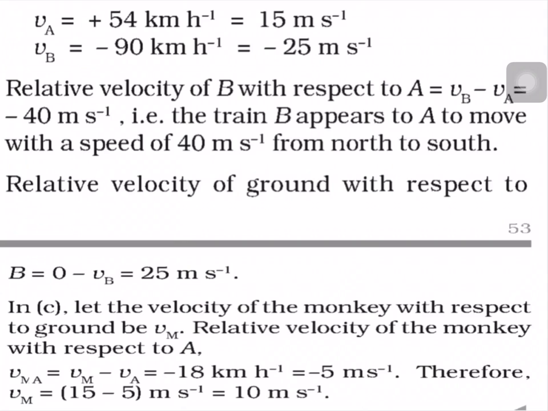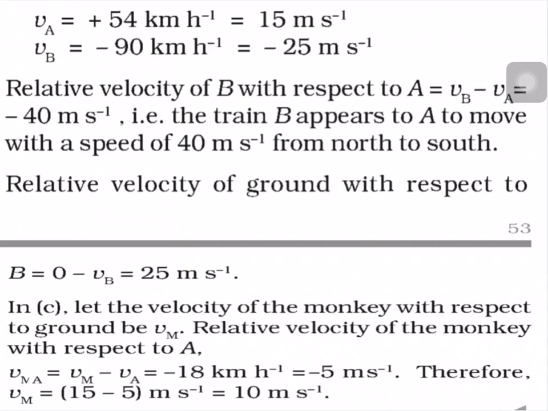So the relative velocity of B with respect to A, that is Vb minus Va, is minus 40. How did we get minus 40? That is minus 25 minus 15, equal to minus 40. Train B appears to A to move with a speed of 40 meters per second from north to south. So the first answer is 40 meters per second.